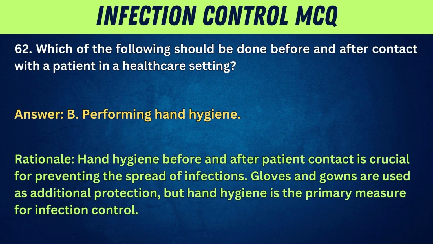Rationale: Hand hygiene before and after patient contact is crucial for preventing the spread of infections. Gloves and gowns are used as additional protection, but hand hygiene is the primary measure for infection control.